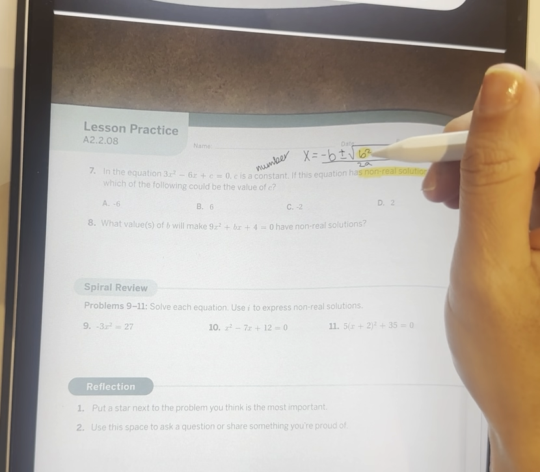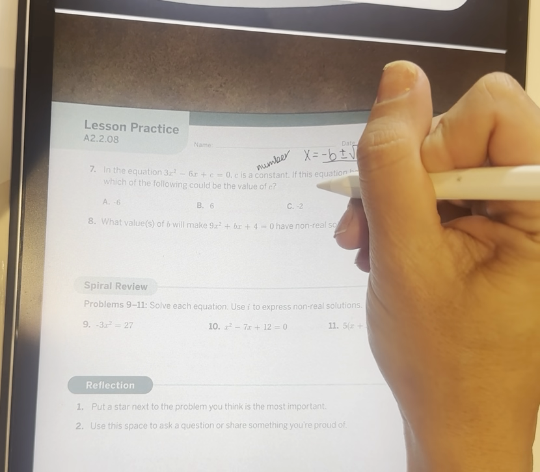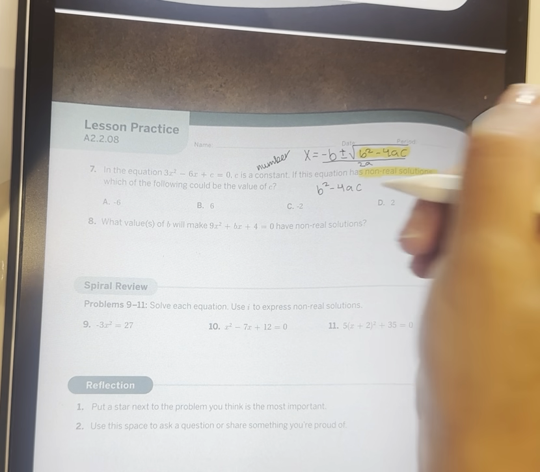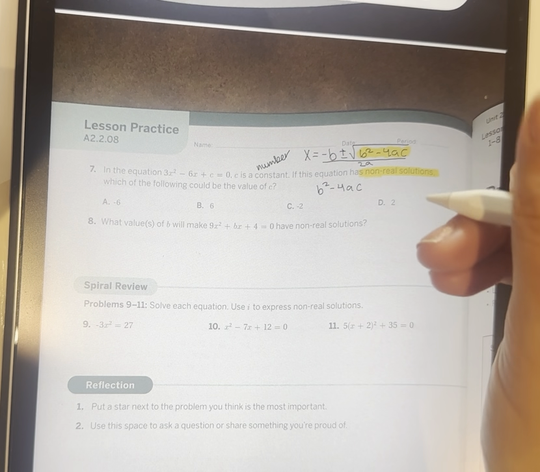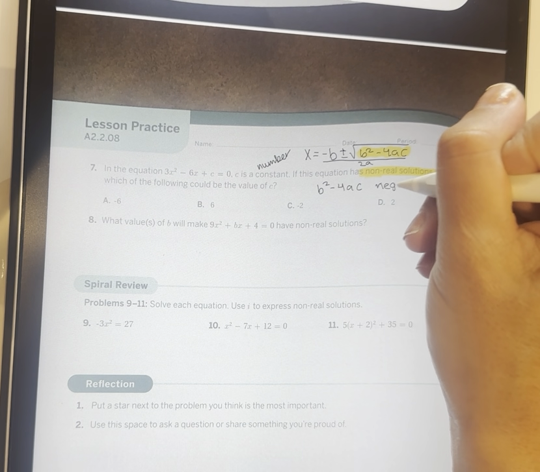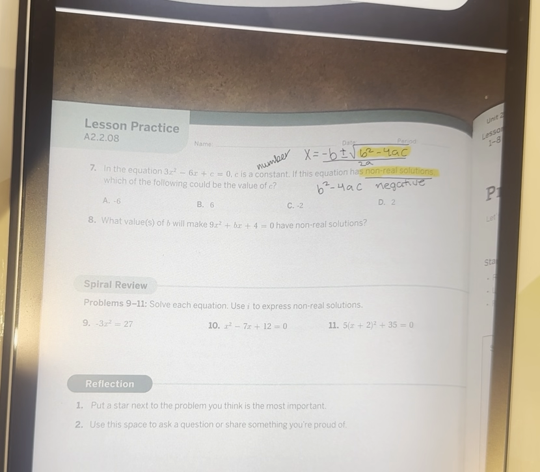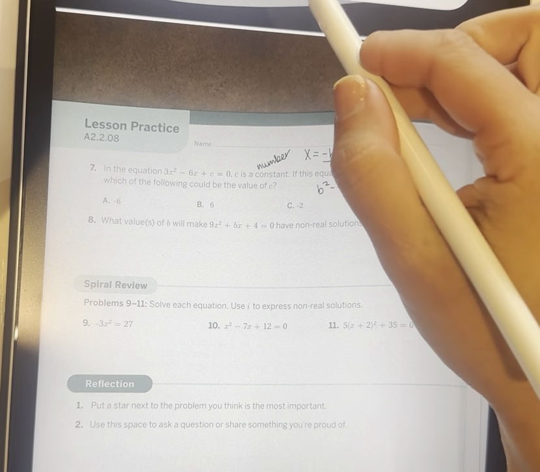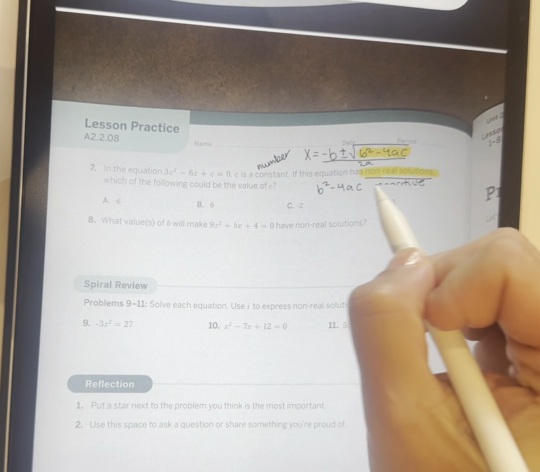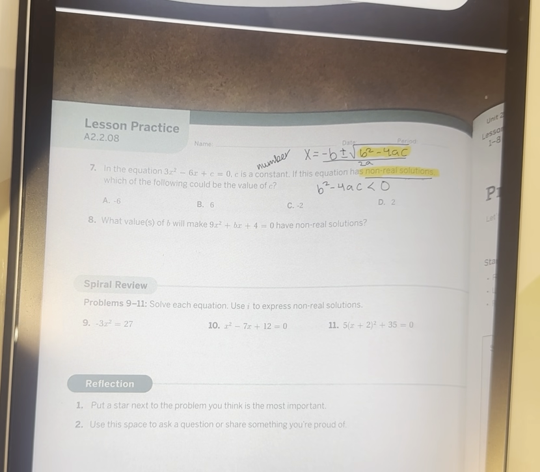More specifically, what's under the square root, okay? Because if what's under the square root, which is b squared minus 4ac, is negative, then I have non-real solutions because that's where i comes from, okay? Now in math, when we want something to be negative, we say it's less than 0, okay? So we need b squared minus 4ac to be less than 0.